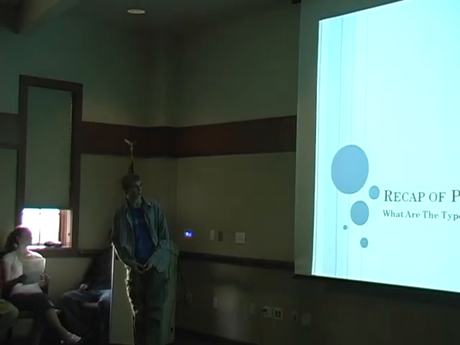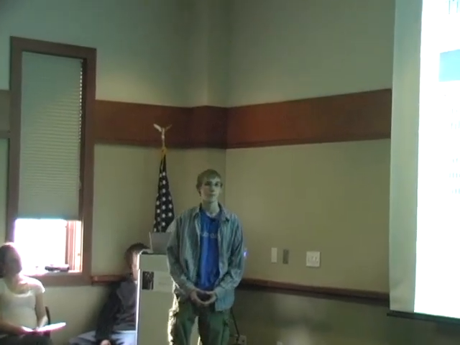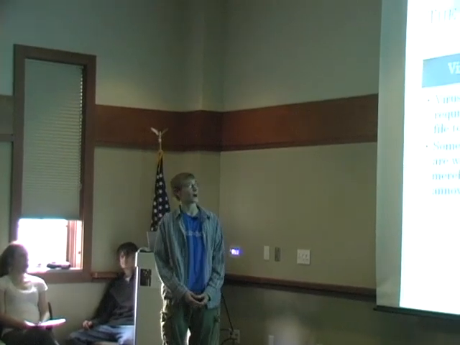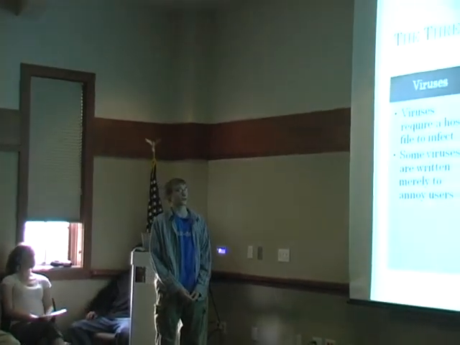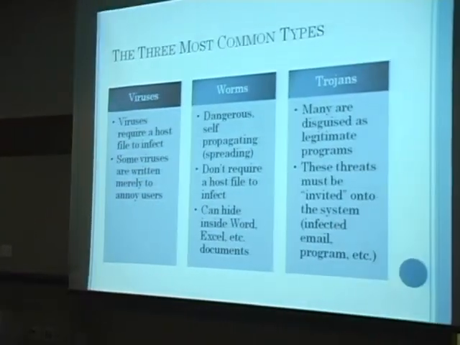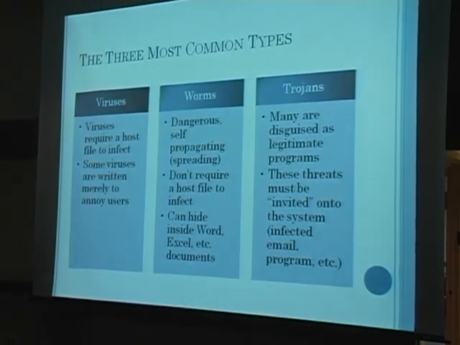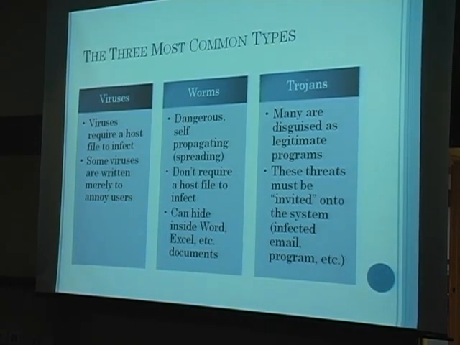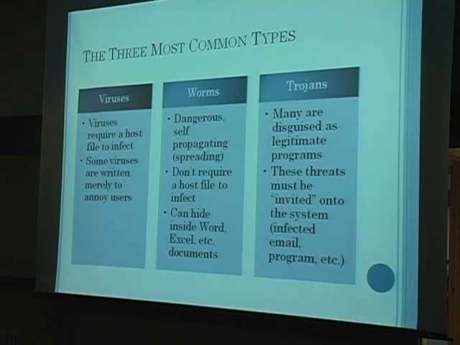Okay, so we're first going to talk about what types of computer threats there are. The basic three that people most know about are viruses, worms, and Trojans. Viruses require a host file to infect. So a lot of times, if you get a virus, your virus software will detect the file as being a virus and attempt to delete it, but it can't, because what it's doing is attaching to a system file which is protected, so your computer will not let it delete it. Some viruses are written just to be annoying. Others are written to cause harm.